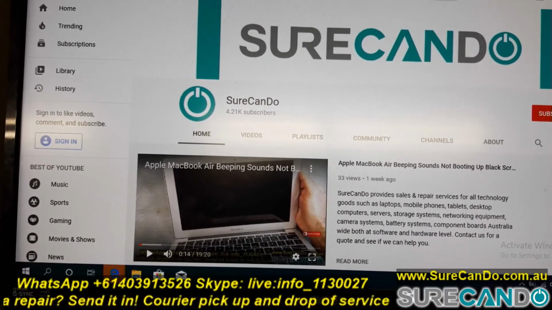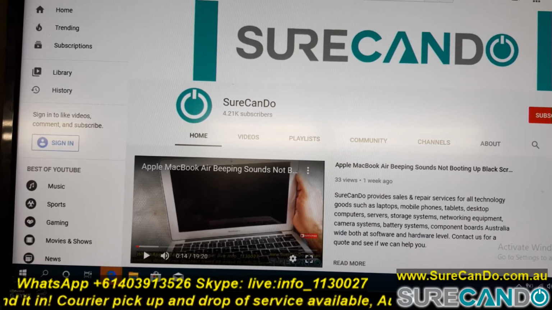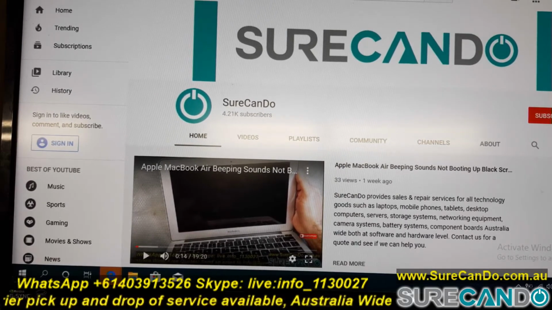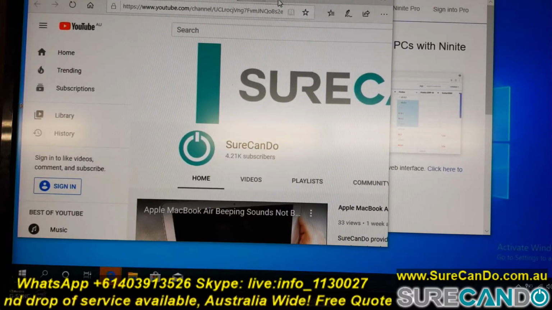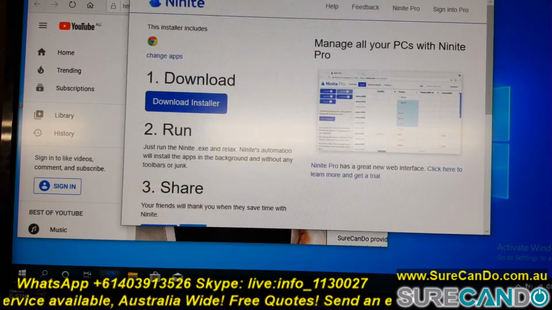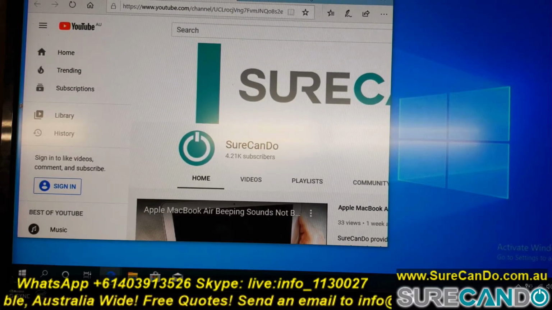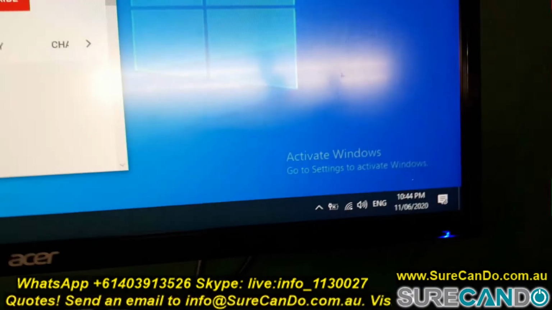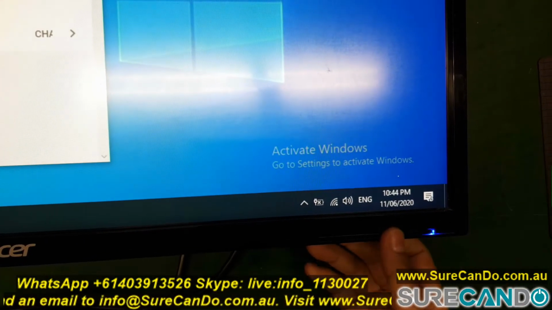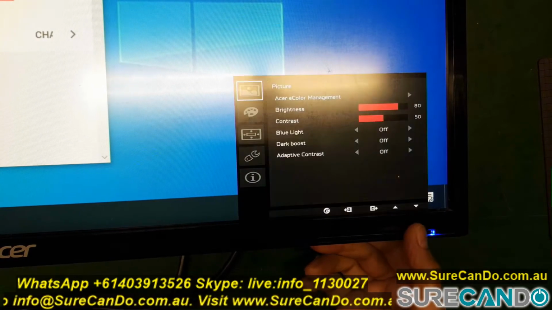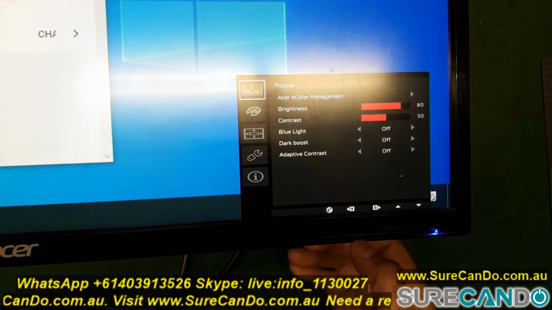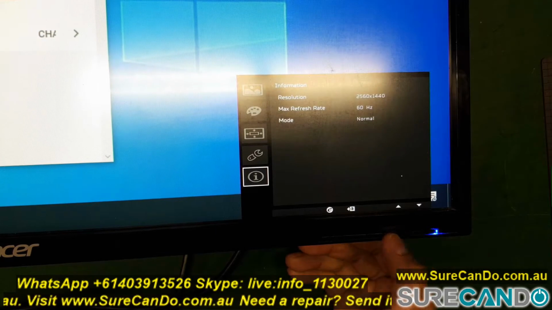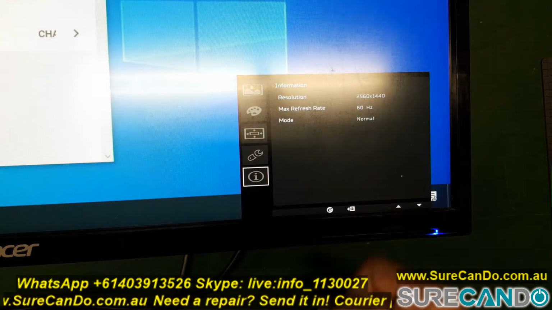I haven't actually checked, oh yeah, we can check on the OSD. On the OSD information in the menus here, you can see information about what's the resolution and what hertz it's currently working on. Here we go. So that's 2560 by 1440. Max refresh rate is 60.